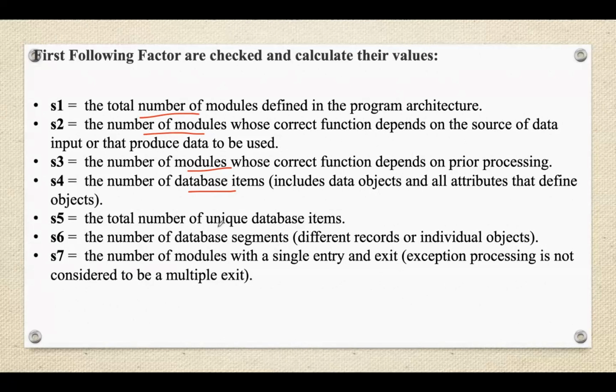S5 represents the number of unique database items. So among these data items, again, we need to find out the unique ones, which are included in S5. And the number of database segments comes under S6. So database segments are nothing but the records or individual objects. Then S7 represents the number of modules with a single entry and exit.